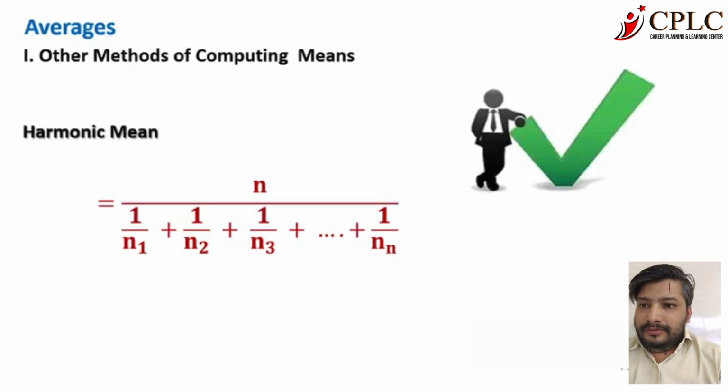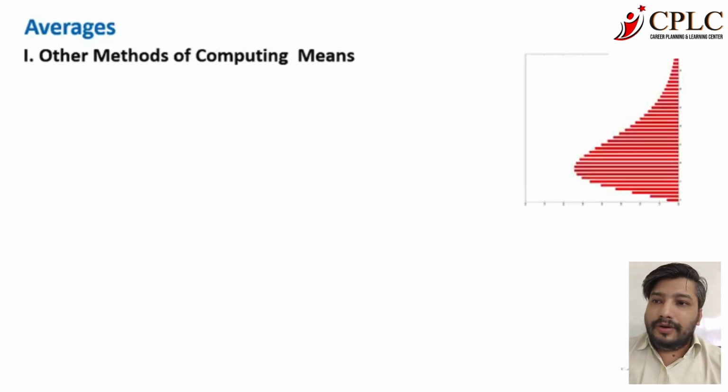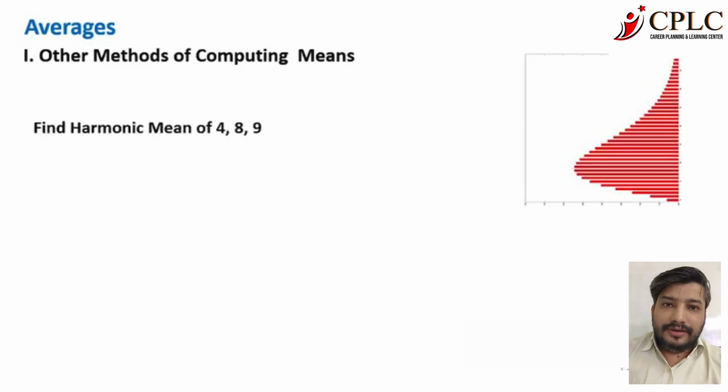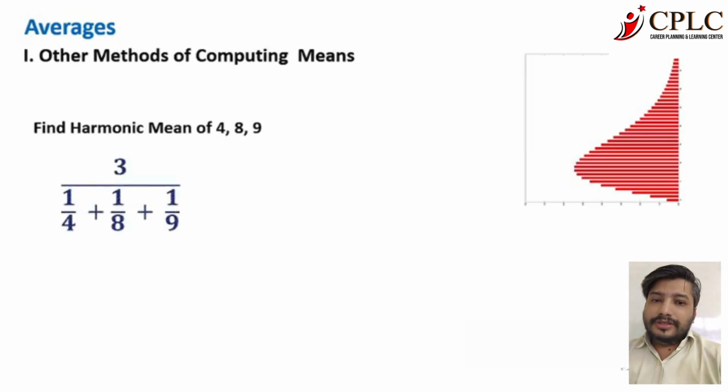Let's do a quick question. So find the harmonic mean of 4, 8, 9 quickly. When we substitute in the formula, this is what we are going to get. Now you'll have to simplify. We'll have to make sure all the denominators are equal, because until then we cannot add those fractions. So the LCM of 4, 8, 9 becomes 72. So to make it 72, the first number has to be multiplied with 18 because 18 times 4 is 72.